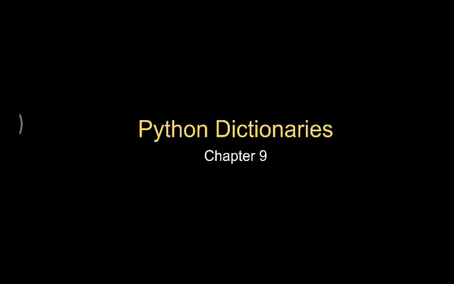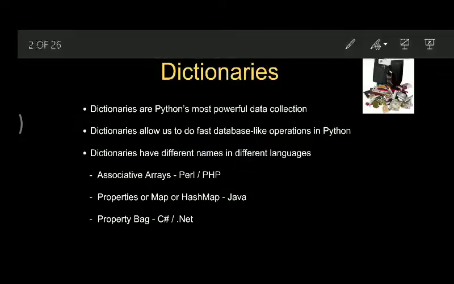In today's session, I am going to discuss Python dictionaries, Chapter 9, which is taken from Module 3. In the last session, we discussed lists. There is a slight difference between lists and dictionaries. Dictionaries are Python's most powerful data collection. Dictionaries allow us to do fast database-like operations in Python.